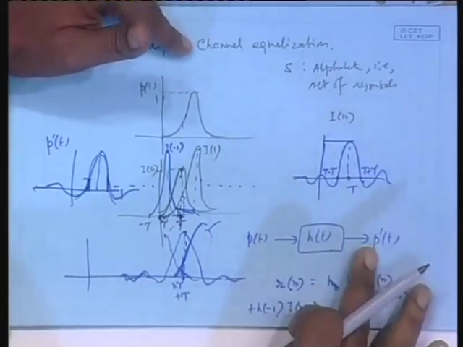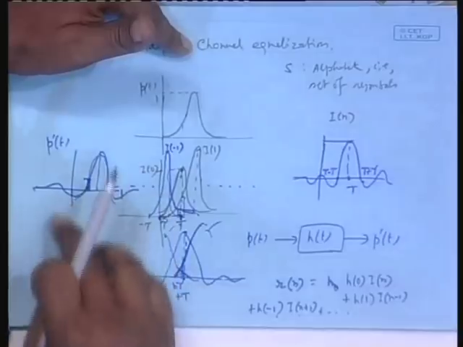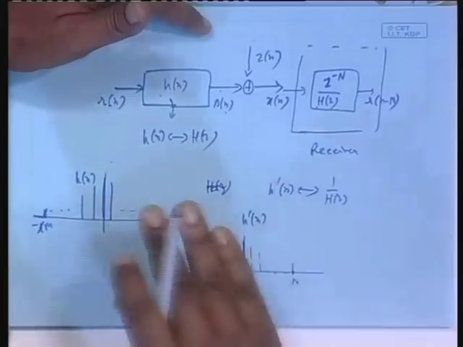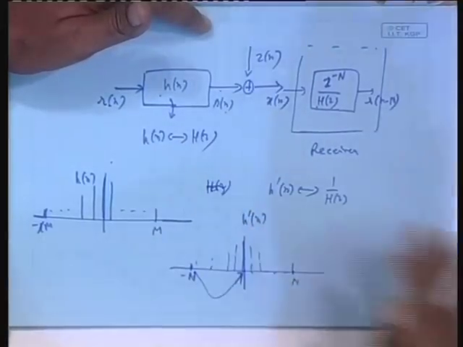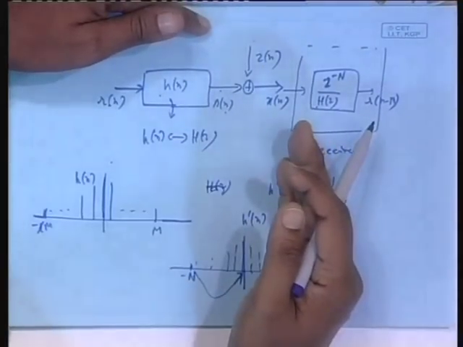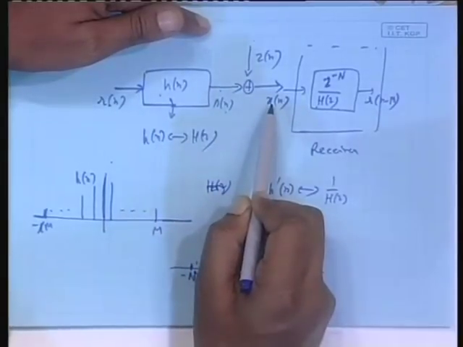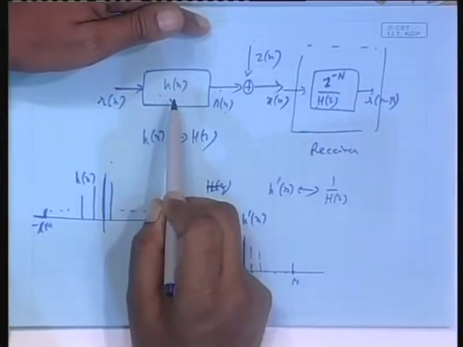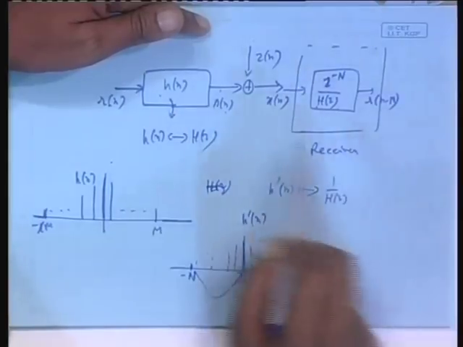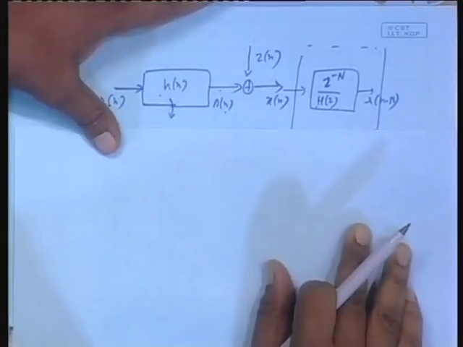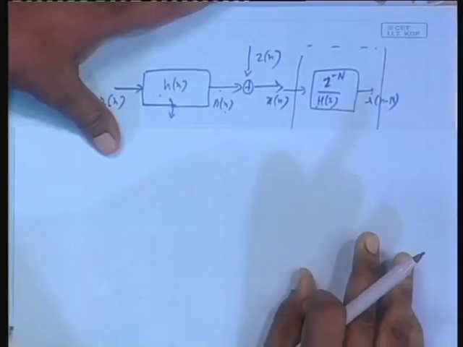So, since I do not know p prime t, I do not know those values h 0, h 1 and all that. So, that means, every half an hour or 20 minutes or 15 minutes, I have to train, so that I learn from the incoming data about this channel and adjust accordingly. So, what we do in an equalizer, maybe after every half an hour, there is a period of training, a handshaking period.